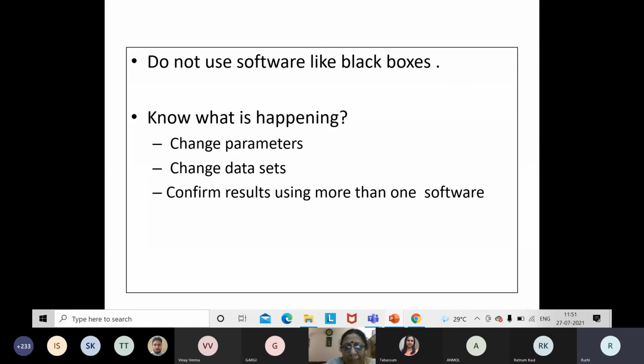So my request to the students is that do not use softwares like black boxes. You put in some data and out comes some result. Know what is happening, and the best way to know what is happening inside that box is to change the parameters, intentionally sometimes change the data sets, and confirm the results using more than one software, to know what exactly is happening with your experiment or with your research. Next.